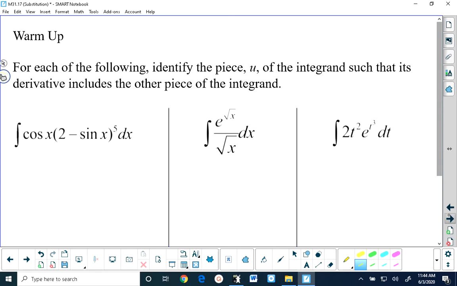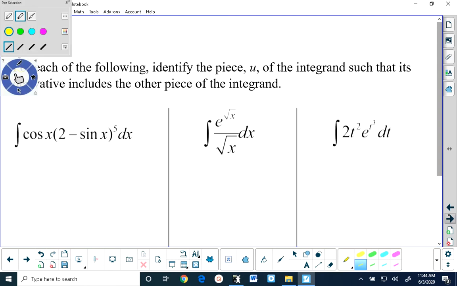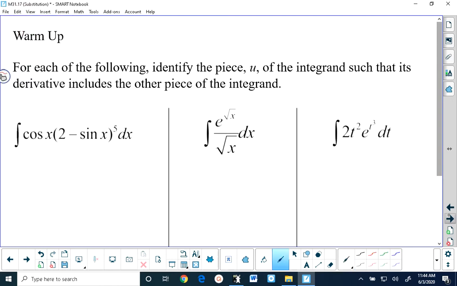So as a warm-up for each of the following, identify the piece, and we always call the piece that we're going to differentiate that contains the other piece, we always call that piece u. So what can I choose in this first integral for u so that the derivative of what I choose contains what I didn't choose? Well, the answer is I'm going to choose u equals 2 minus sine x, because the derivative of that will be negative cosine of x, and that contains the cosine of x at the beginning of this integral.